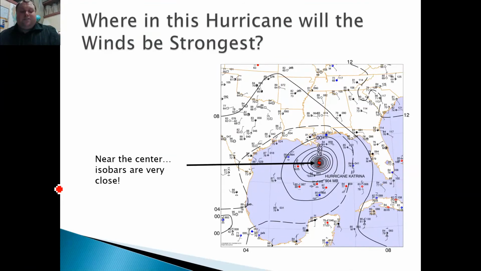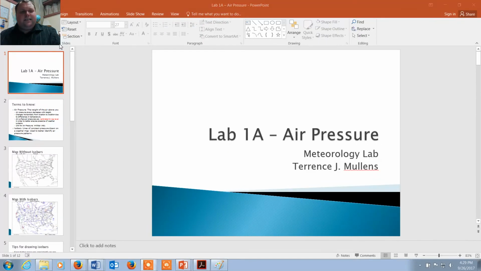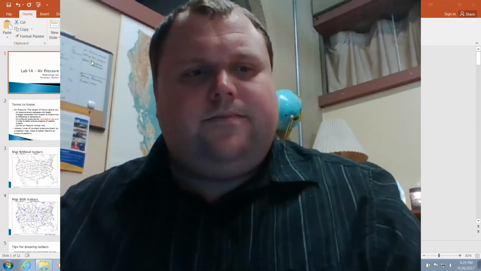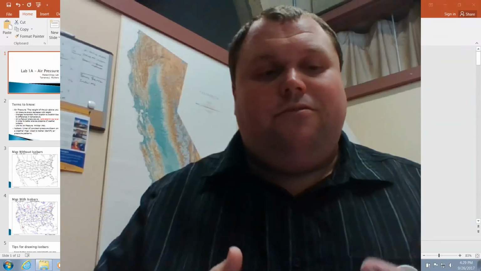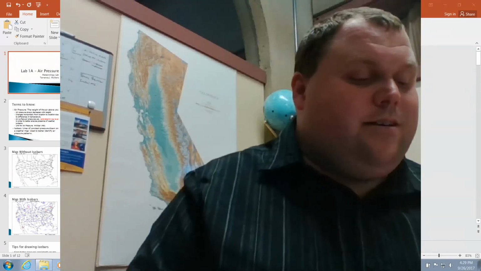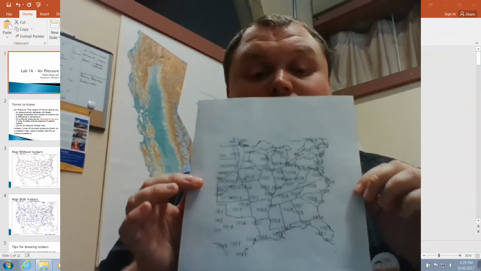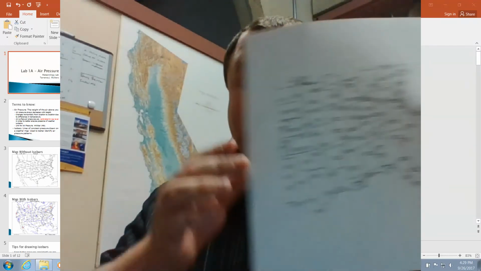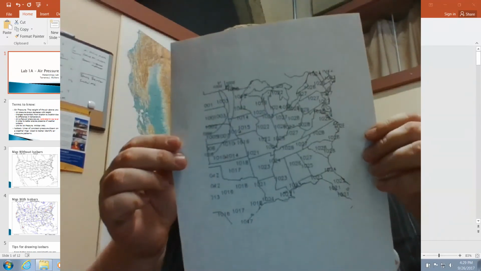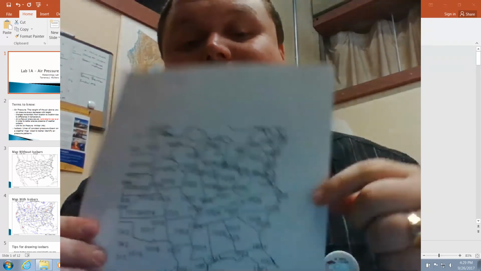Now let me quickly show you. Let's see if I can get this thing to grow. There we go. All right, let me quickly show you how to draw isobars. So this is a map, and this map is a little bit different than our lab assignment. This is actually last year's map. And basically what it does is it gives you a bunch of different pressure values, and it tells you, okay, you are going to now draw the isobars.